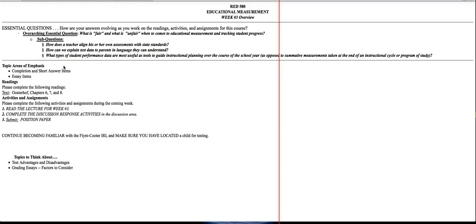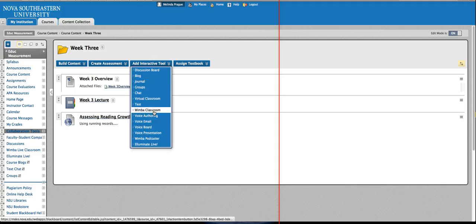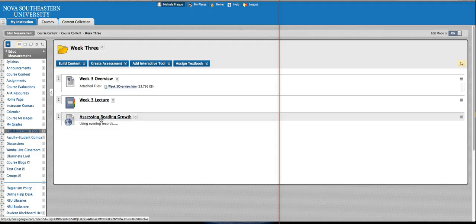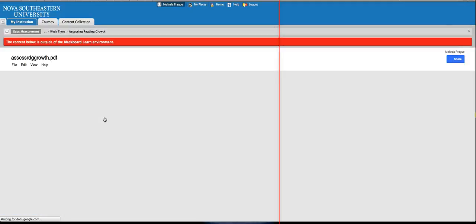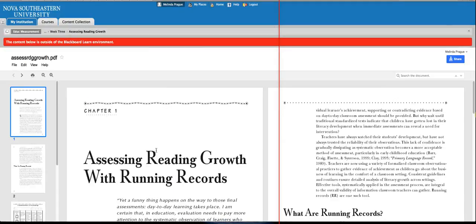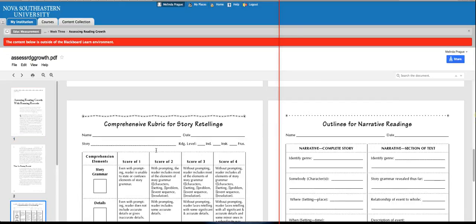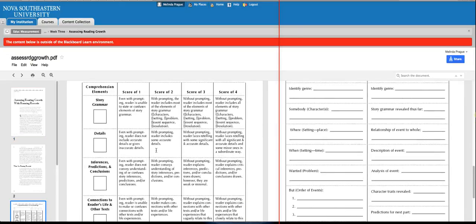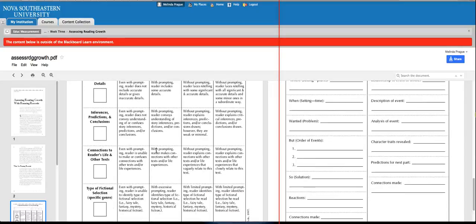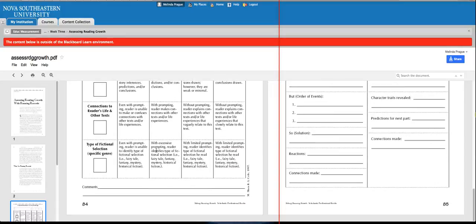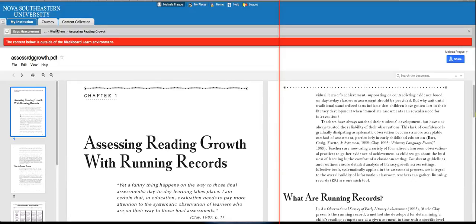So let's take a look at the materials we have that will help you this week. I've attached a section on using running records, and you might think, running records, where did that come from? But running records are actually part of the informal reading inventory. So it's a very short chapter that can help you have a better understanding of what it is we're looking for when we analyze a child's reading. So make sure you take a look at that.